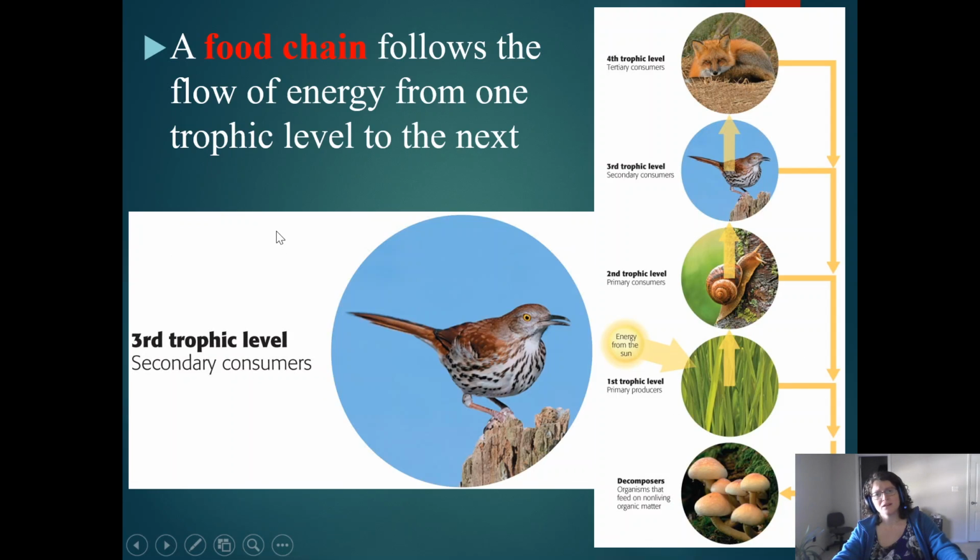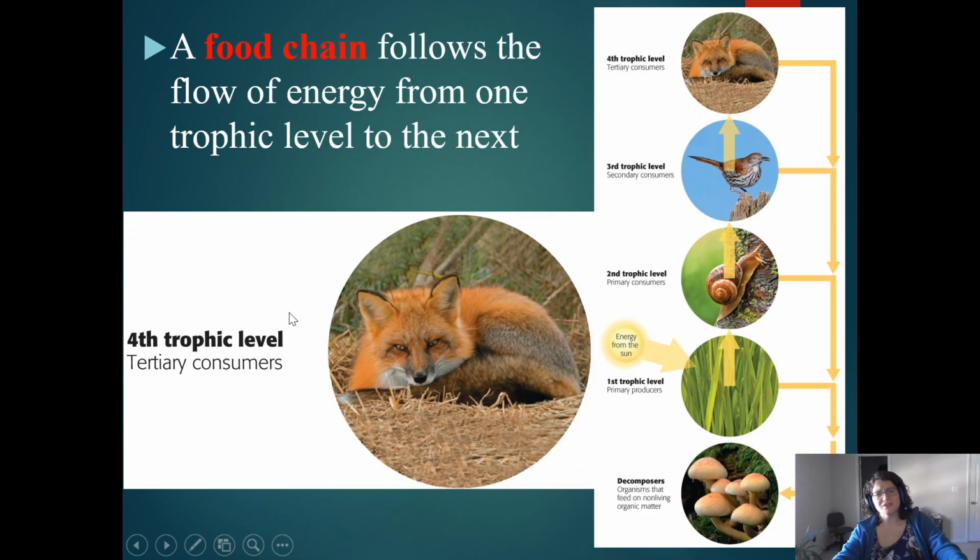Okay, this shows the movement of the energy. Again, note these arrows are pointing from the grass to the thing eating the grass, from the snail to the bird, from the bird to the fox.